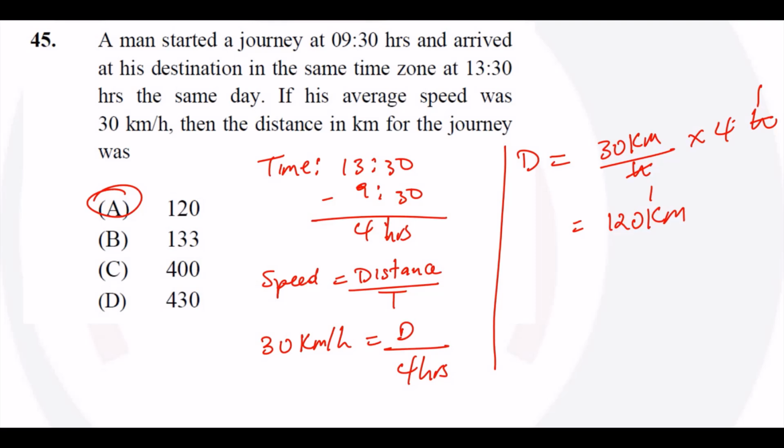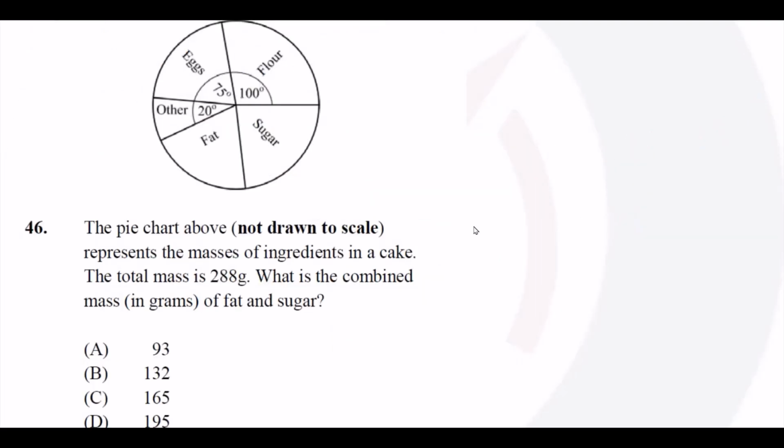Alright, next question. Question 46. The pie chart above, not drawn to scale, represents the masses of ingredients in a cake. The total mass is 288 grams. What is the combined mass in grams of fat and sugar?